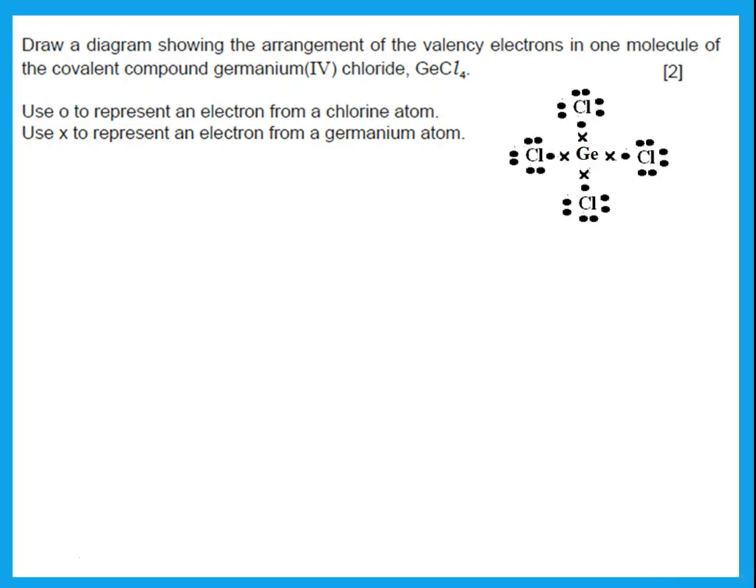Germanium is in group 4. It has 4 electrons. It needs 4 more. Each chlorine can donate 1 and take 1. And the chlorine has the rest of its 7 electrons around it. Do not forget to draw that.